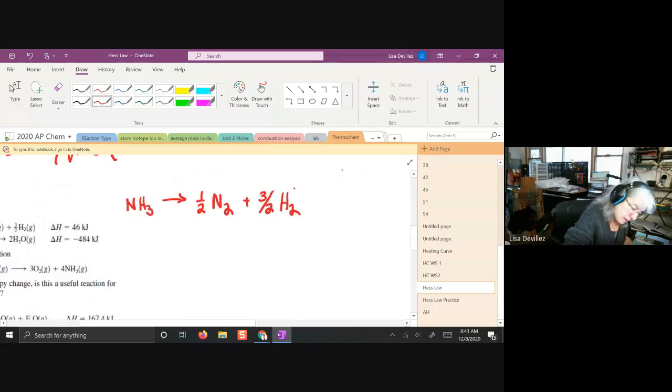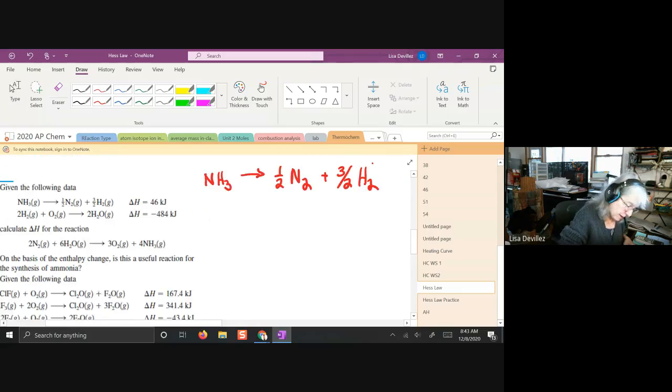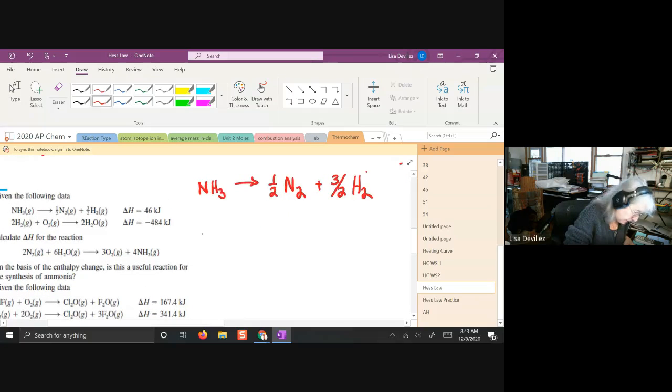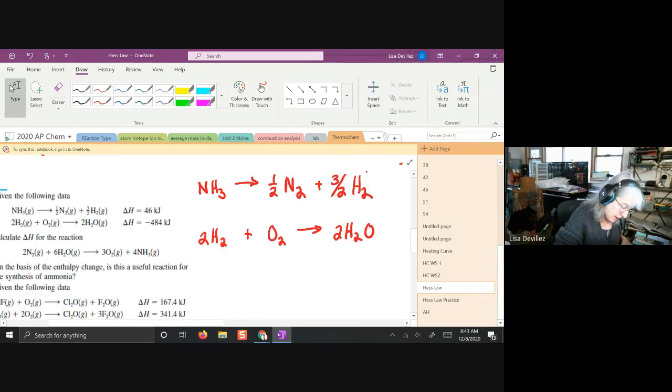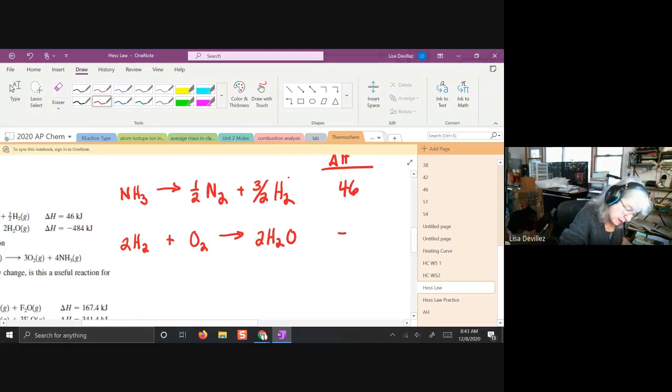So I'm just gonna look at 1/2 N2 plus 3/2 H2, and I'm gonna make a column here for the delta H. The delta H of that is 46 kilojoules. Okay, so then I have 2H2 plus O2 is 2H2O, and that is minus 484.